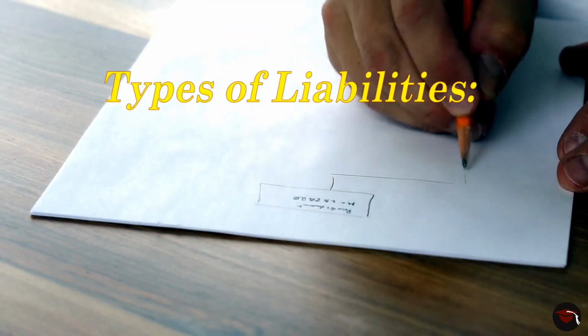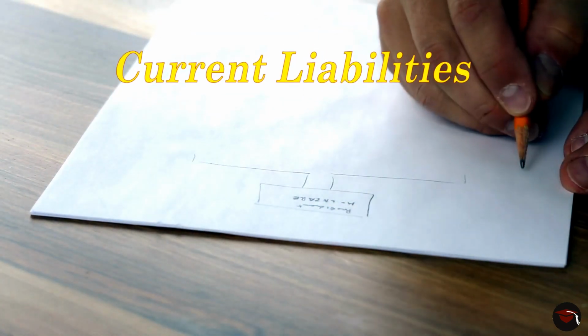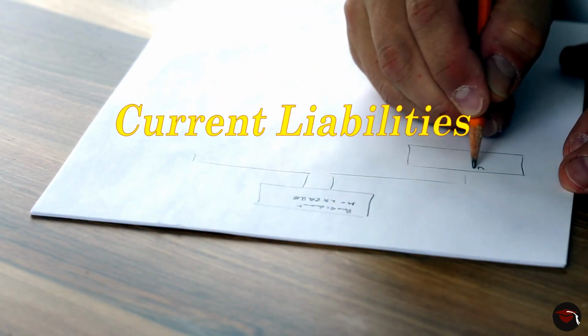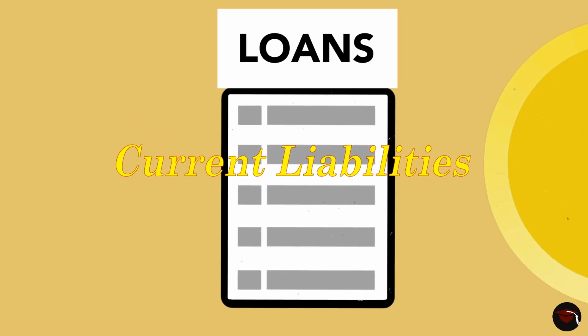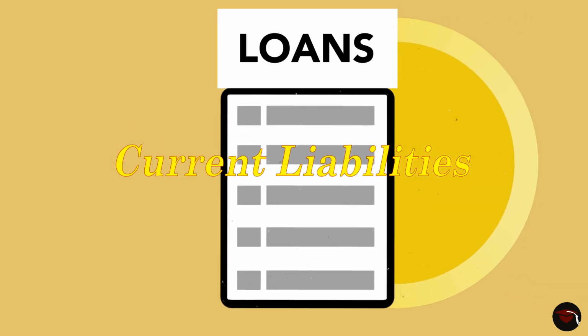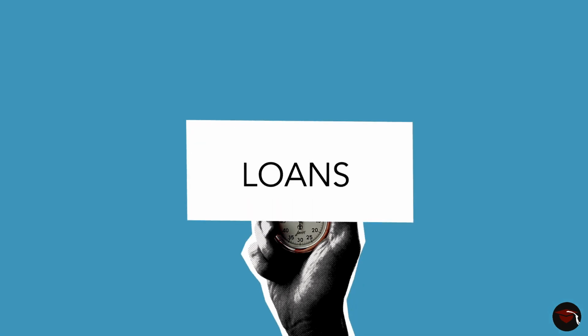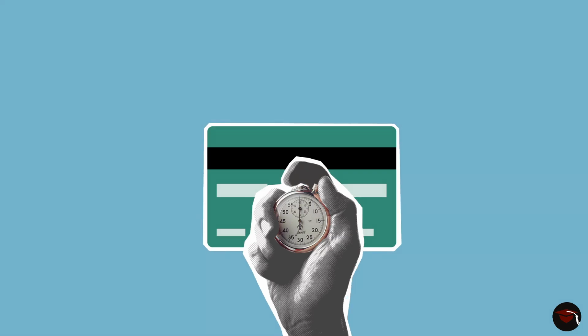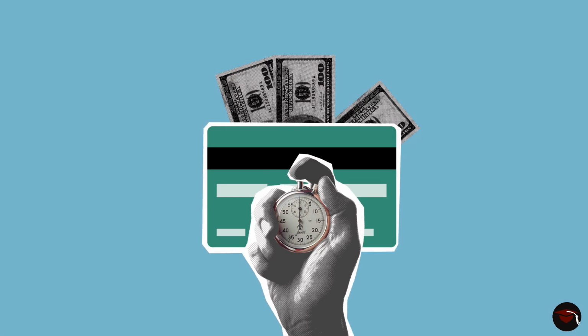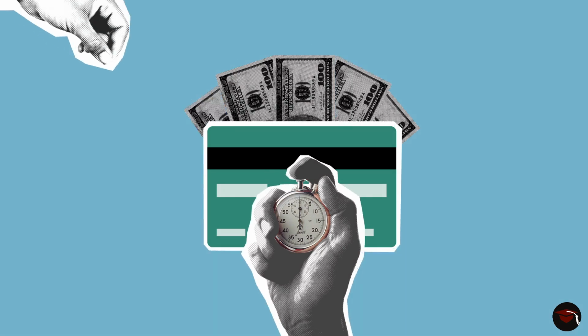Types of liabilities. Current liabilities. These are short-term obligations that are expected to be settled within 1 year or one operating cycle, whichever is longer. Common examples include accounts payable, short-term loans, and accrued expenses.